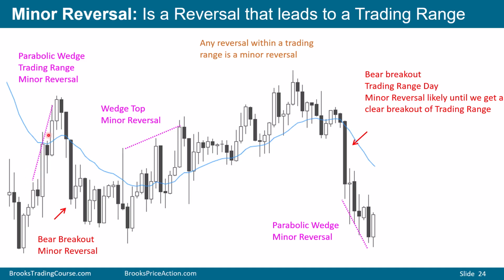You have a parabolic wedge, bears exit, and the market reverses down. Big bear breakout, gets 2 legs down, and then goes sideways. 3 legs up, deep pullback. Big bear bar here, but what happened? It formed a parabolic wedge.